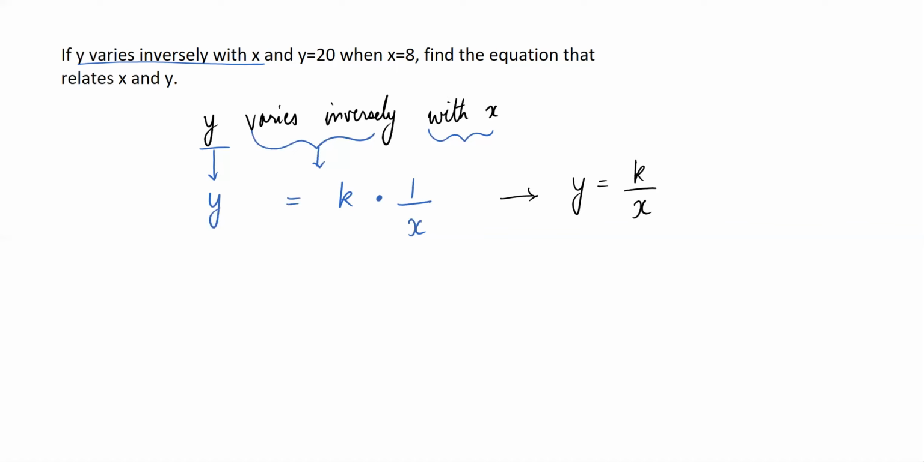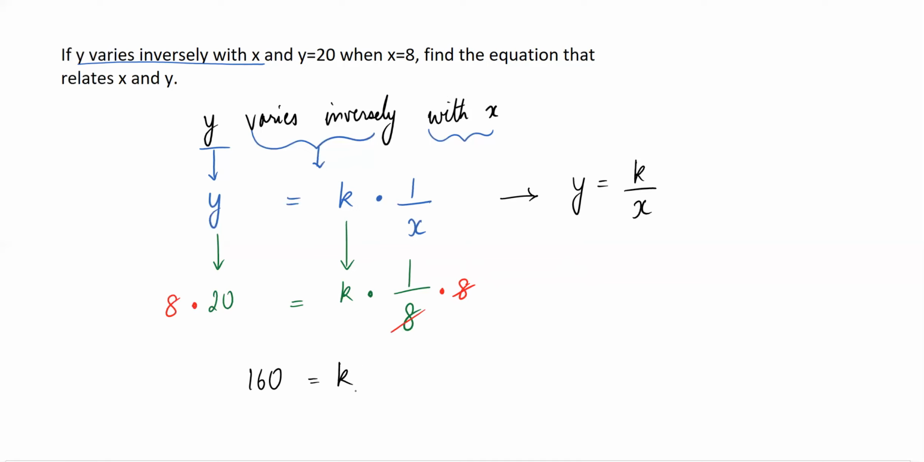The next step says y is 20 and x equals 8. So that's 20. We have the k as it is, but x is 8. So 1 over 8. So this is 20 equals k over 8. We want to get k by itself. So go ahead and multiply by 8 on both sides. So 160 equals k.